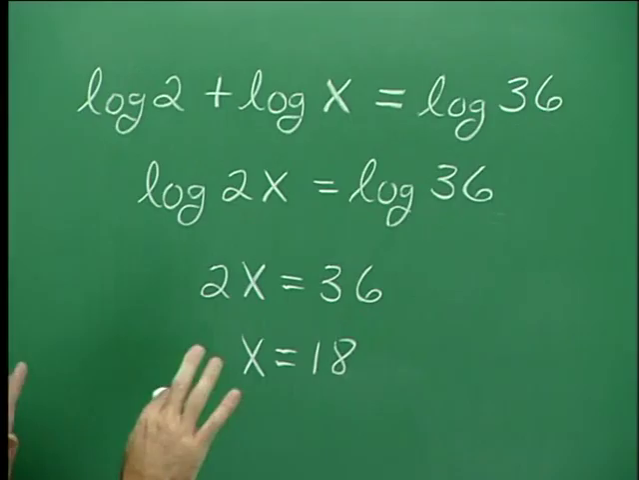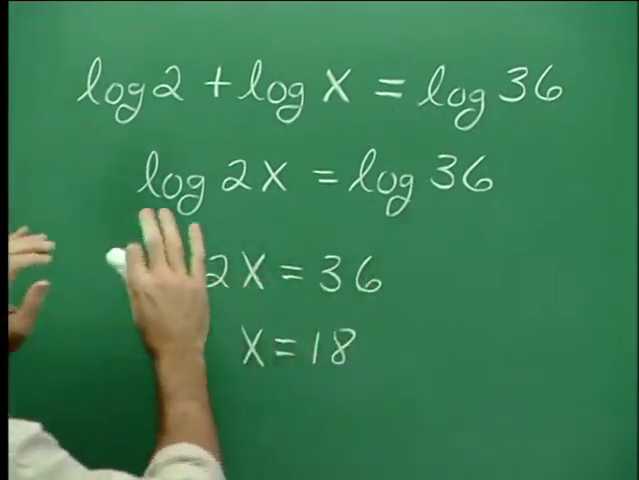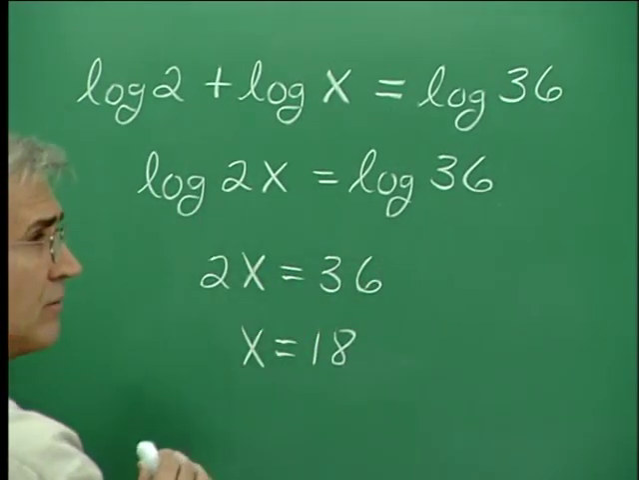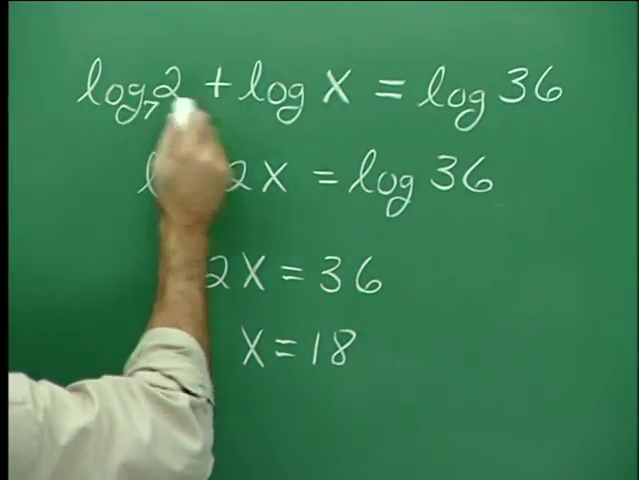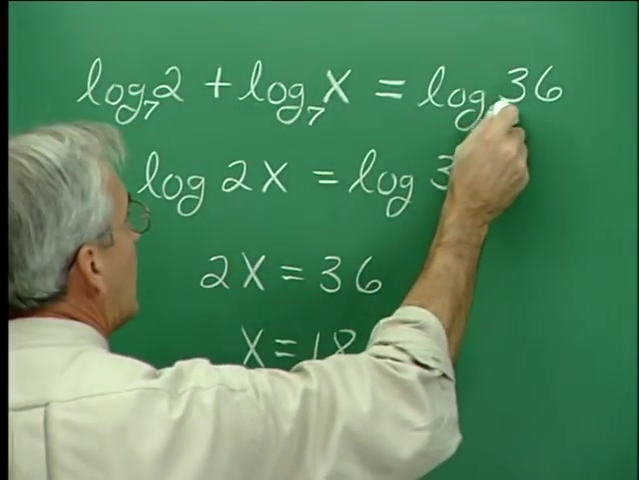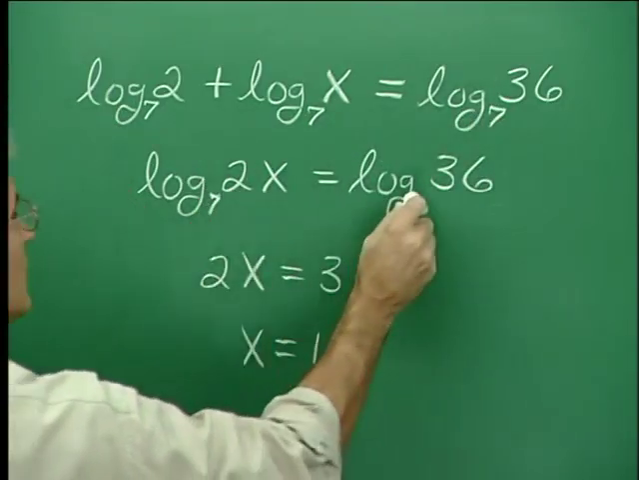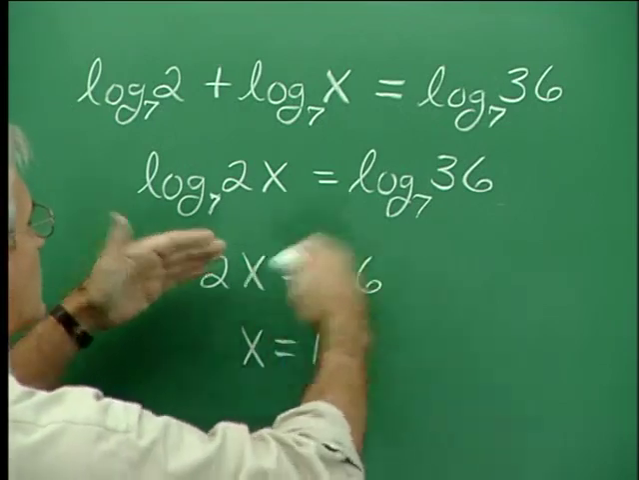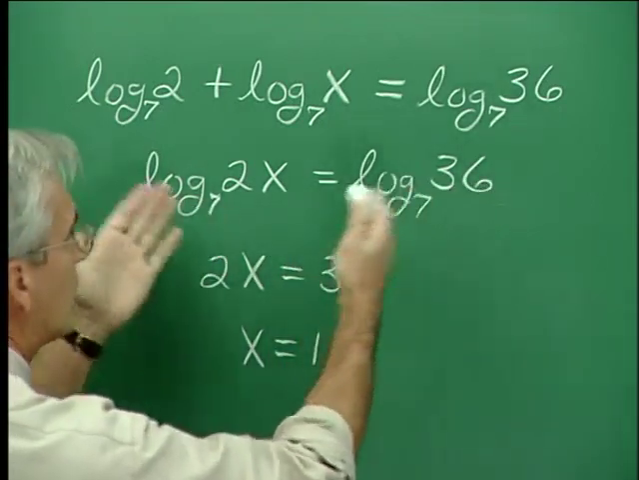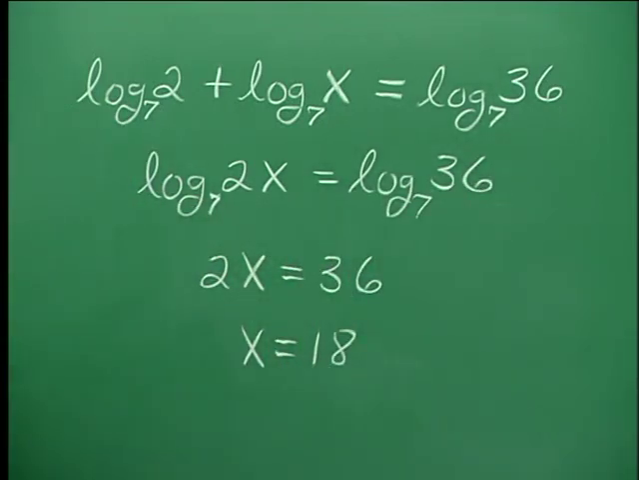Now, the situation works exactly the same, even if we add the extra seemingly confusing factor of, let's say, a base of 7. Even if it's base 7, it's not a big deal because we're just going to set 2x equal to 36. The 7 is a non-factor here in solving the equation.